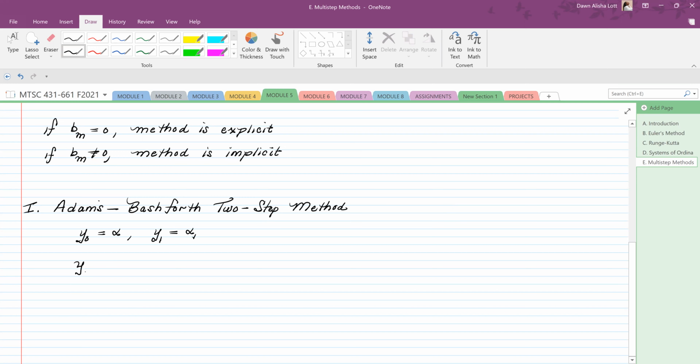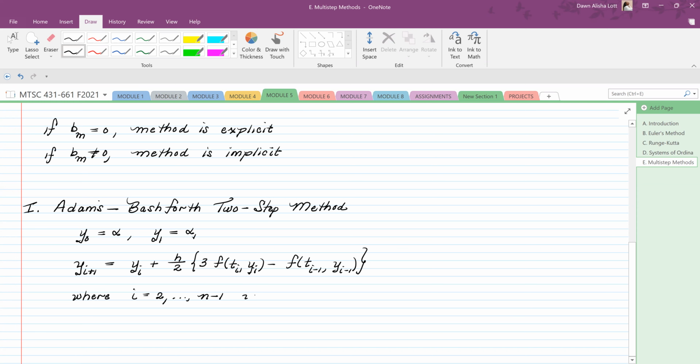And then y at i plus 1 is equal to y at i plus h over 2 times 3 f at t i, y i, minus f at t i minus 1, y i minus 1, where i goes from 2 all the way up to n minus 1.